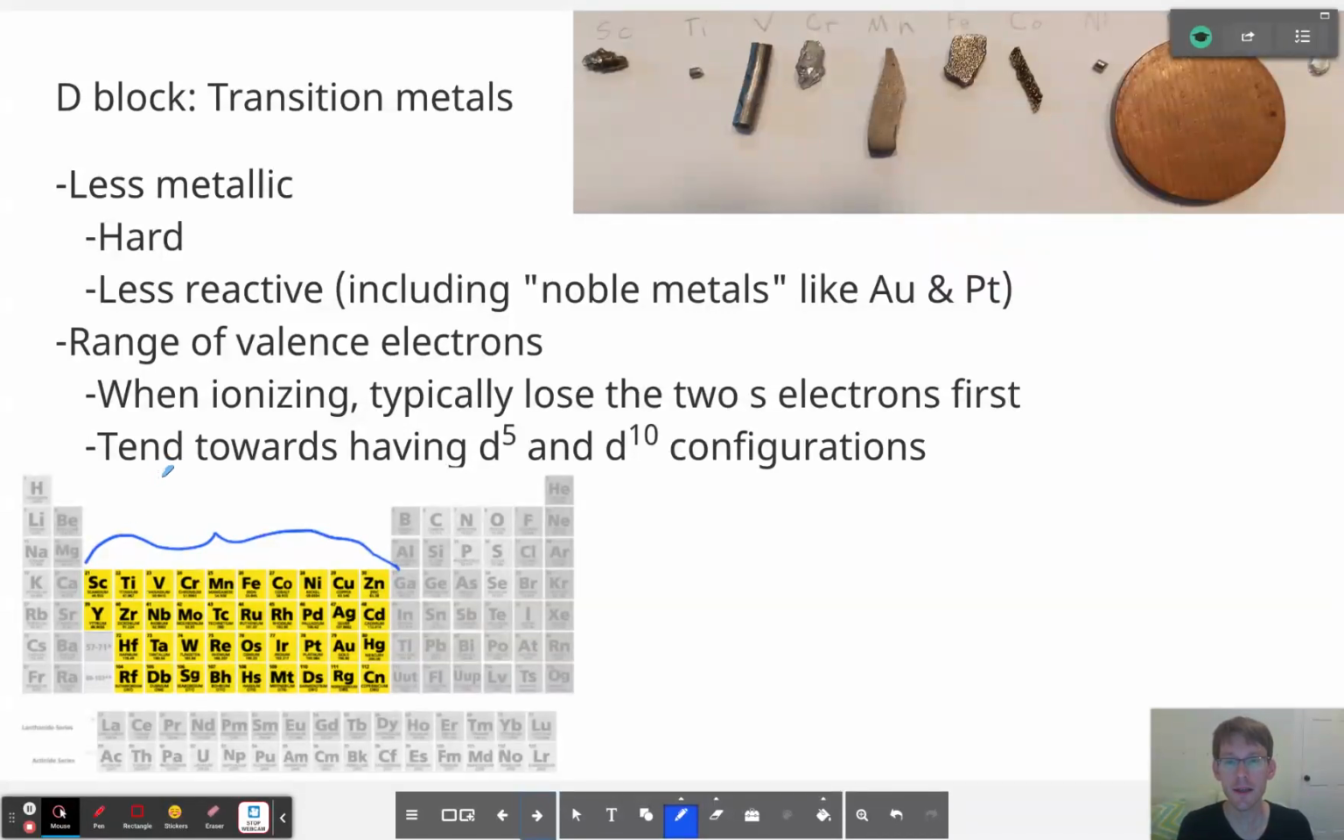They also tend to have a d5 or a d10 electron configuration when possible. An example here is chromium. You would expect that it would be s2d4, but it's actually 4s1, 3d5. One of the s electrons gets promoted into a d, and that's just because with the s, it's going to have one electron, and there are 5 d orbitals.